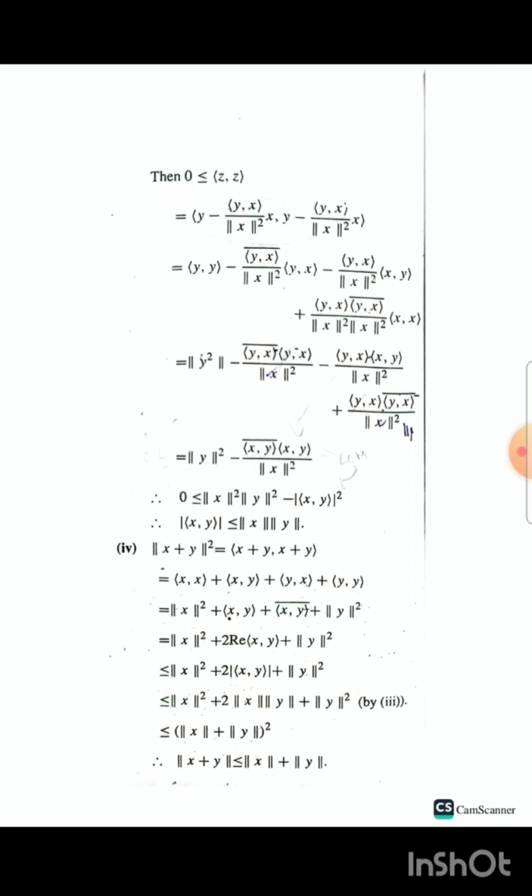And the fourth one, the triangle inequality. So norm of x plus y squared is equal to inner product of x plus y comma x plus y. Previously we did this by multiplying these two terms, and we'll get inner product of x comma x plus inner product of x comma y plus inner product of y comma x plus inner product of y comma y. By the definitions of the inner product space, it becomes norm of x squared plus inner product of x comma y plus inner product of x comma y bar plus norm y squared.